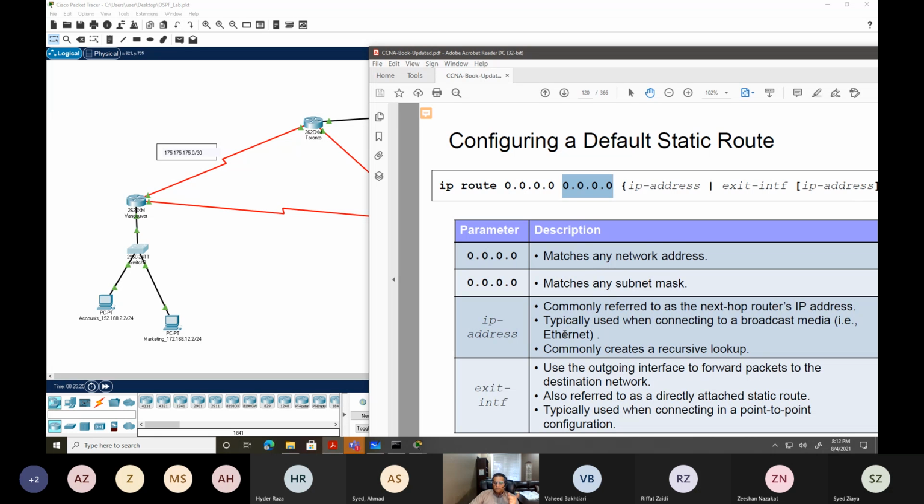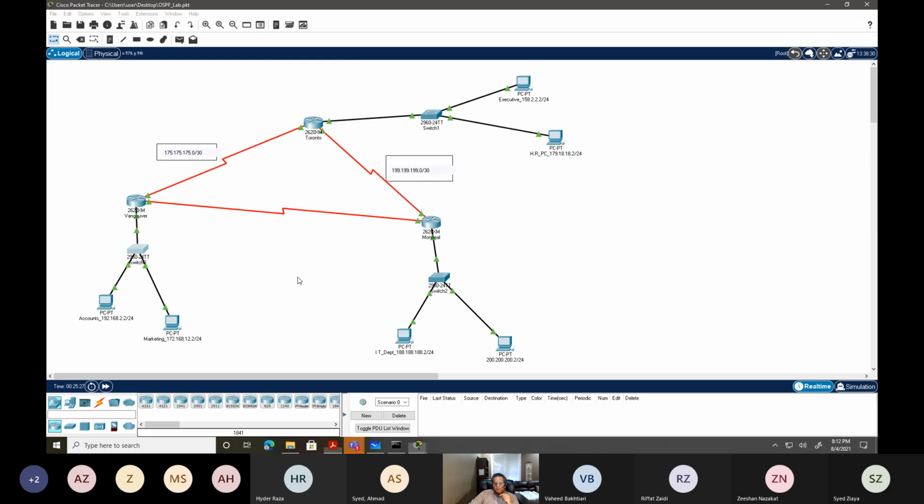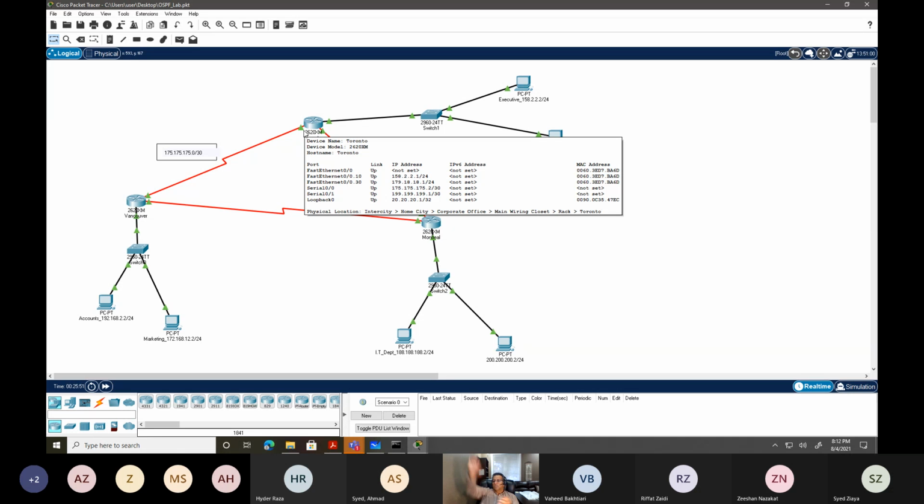This is what you were mentioning earlier, Wahid, right? So my Vancouver is here, my Toronto is here, my Montreal is here. In this case, I'll be saying to my Vancouver, if you want to go to any of the networks, simply send all the traffic to my next hop IP address, which is on Toronto, which means send everything to Toronto. That's it. That's what it means. This is called a static route. Understood, guys?